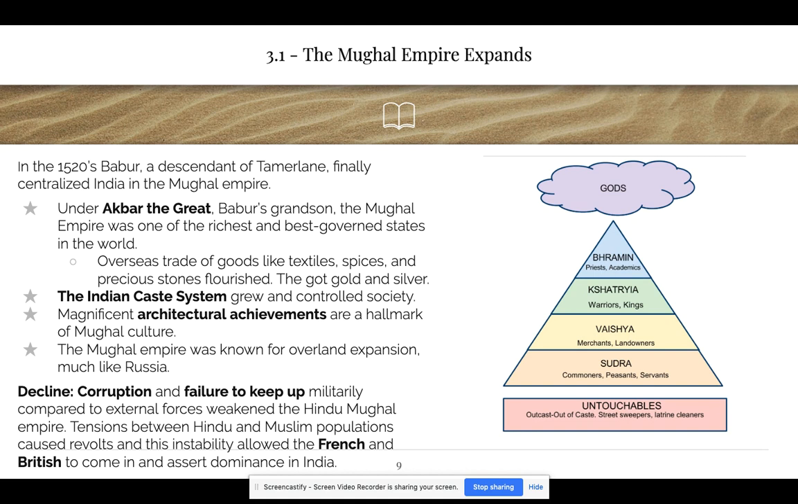The Mughal Empire was known, like Russia, for overland expansion. So they expanded across land. That is a theme we see with these gunpowder empires. And of course, architecture, which we're going to talk about later on.